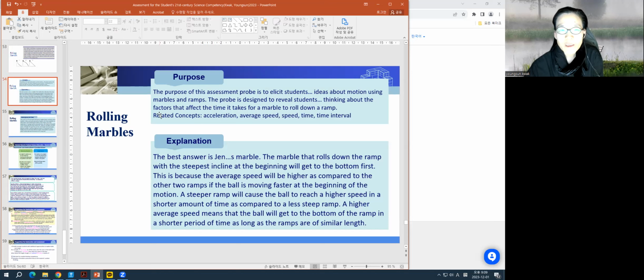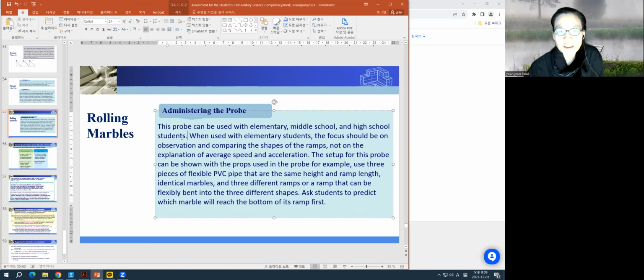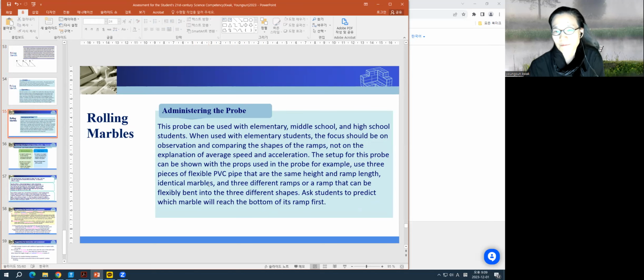This is a related science concept: acceleration, average speed, or time interval. And this is how to administer this assessment item. These are tips for teachers to assess their students' competency. This is the setup.